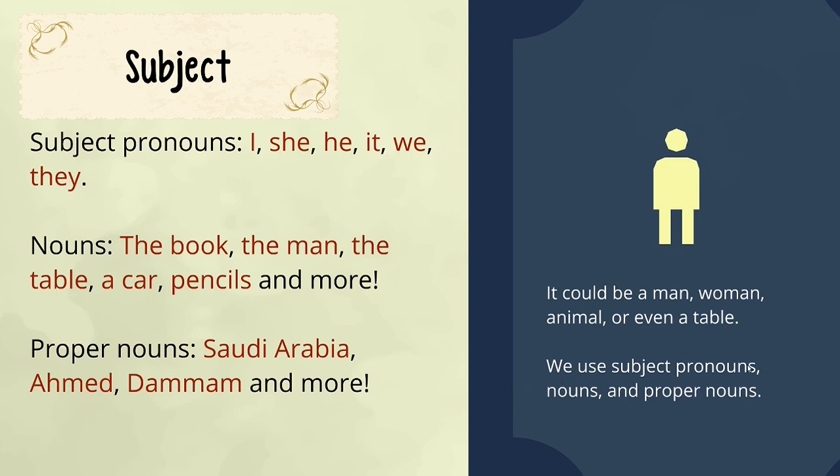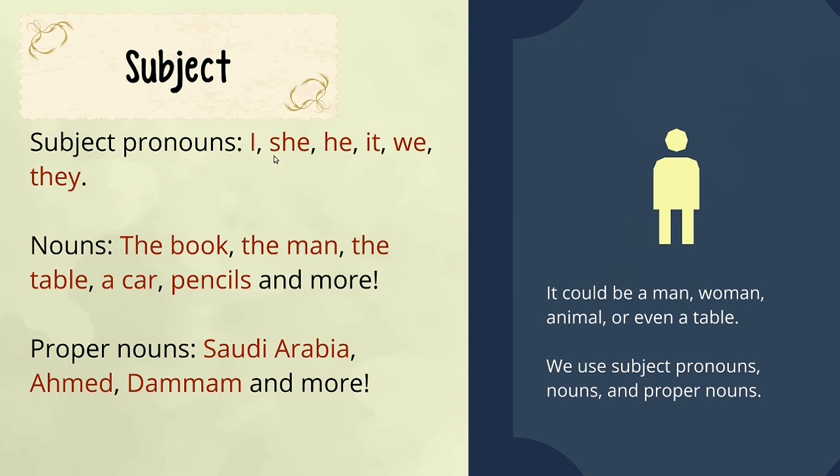We use subject pronouns or nouns or proper nouns to make a sentence in English in the present simple. So these are the subcategories of subject. Underneath subject, we have to put one of these words, okay? Let's look at the first one, which is called subject pronouns. They are I, she, he, it, we, they. They are called subject pronouns, and they only exist in the subject part.